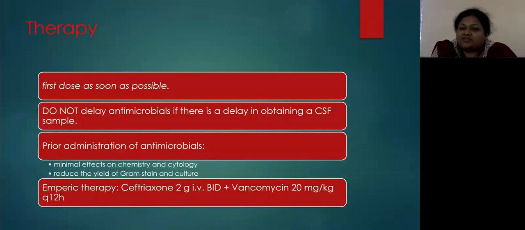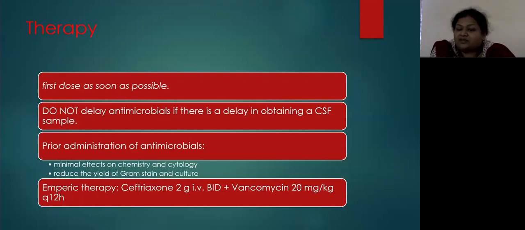So the first dose must go in as soon as possible. Do not delay antimicrobials if there is a delay in obtaining CSF or imaging. Prior to administration, just because you administer an antimicrobial, your chemistry or cytology is not going to change that much. It's the gram stain which may change. Just because you have given one dose, your protein count is not going to change, or your cells are not going to immediately drop. So do not delay antimicrobial therapy.